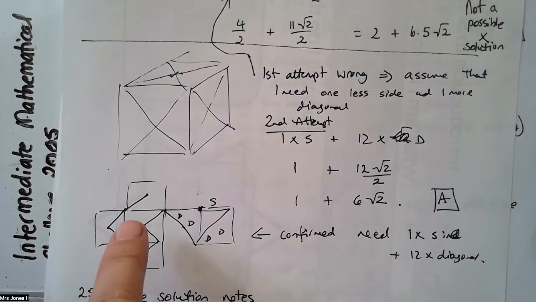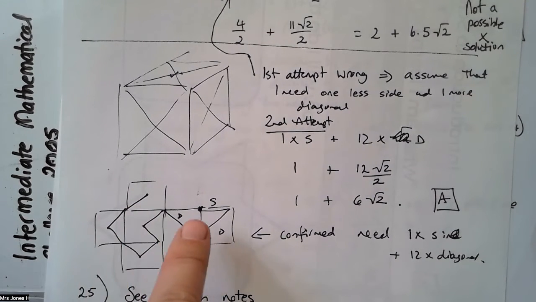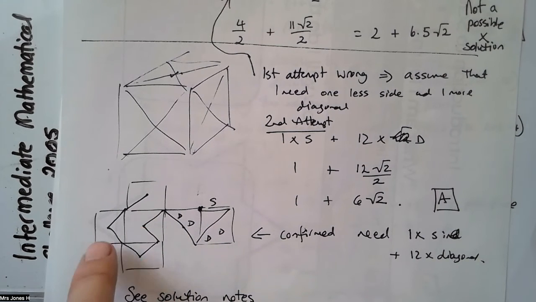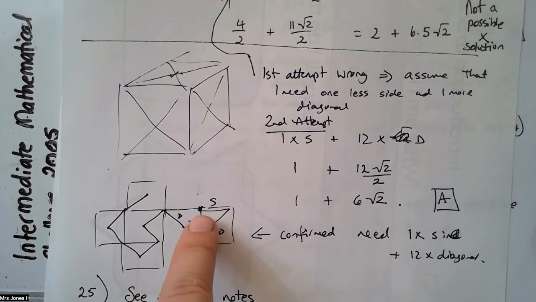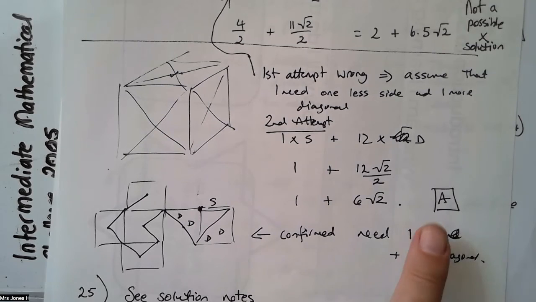And to go through, I found that the net was actually even more useful than doing it on a cube. And then this traced through, and I counted that I did indeed have 12 diagonals and just the 1 side because I needed to go through these vertices here. Therefore, the answer is A.